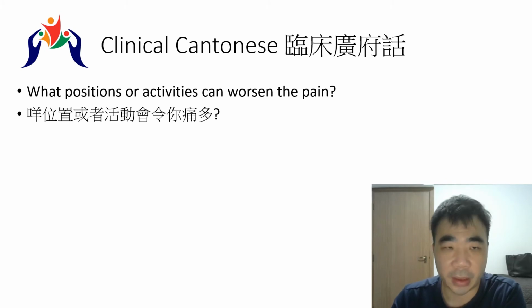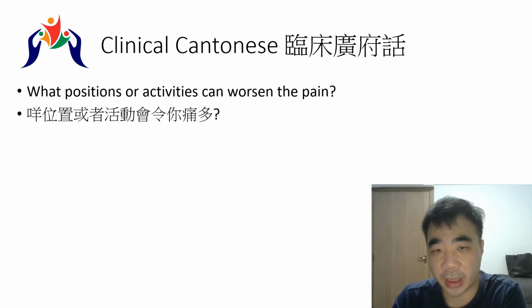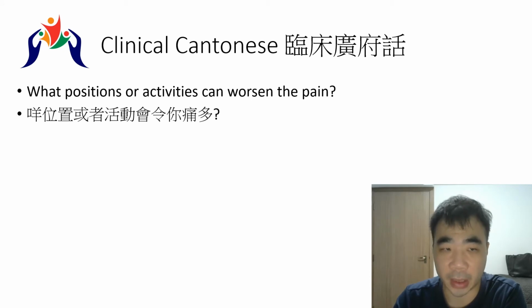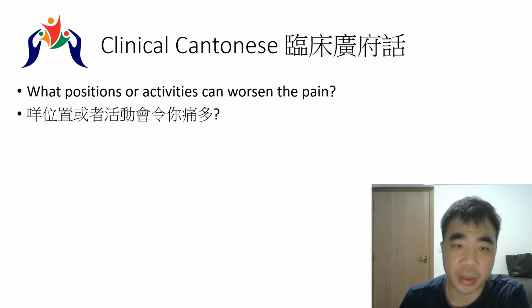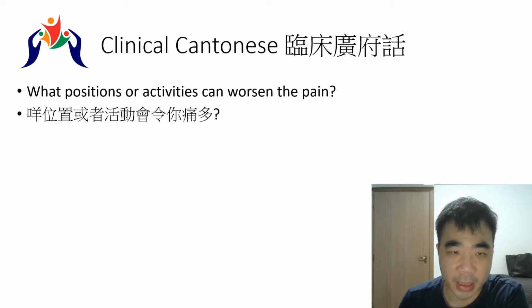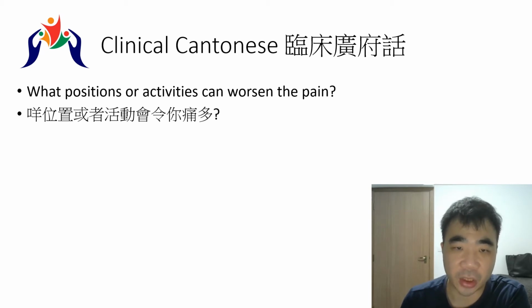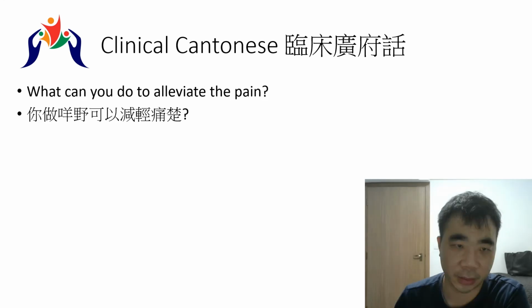In English, we ask what positions or activities can worsen your pain, and in Cantonese, we ask 咩位置或者活動會令你痛多咗啊? You can hear that I add a tone at the end, 痛多咗. It's similar to Singlish, where we say la at the end. In Cantonese, it's quite the same. So repeat after me: 咩位置或者活動會令你痛多咗? These are Cantonese expressions.